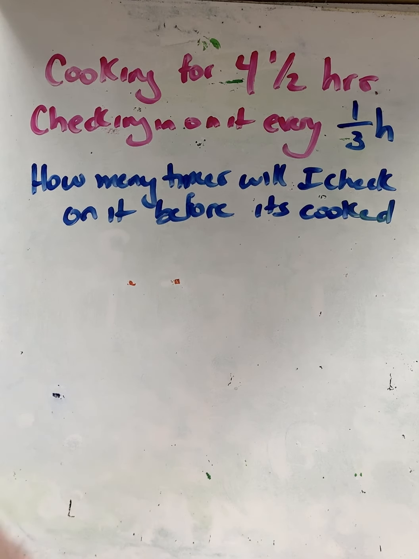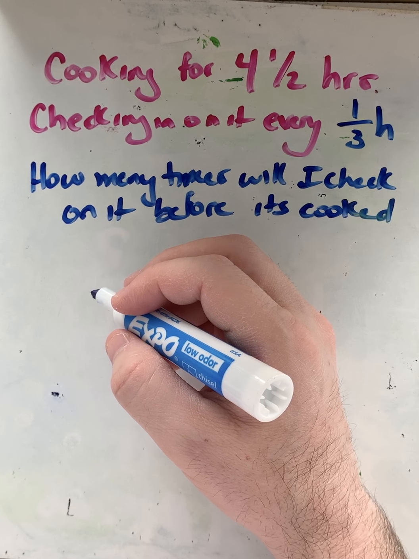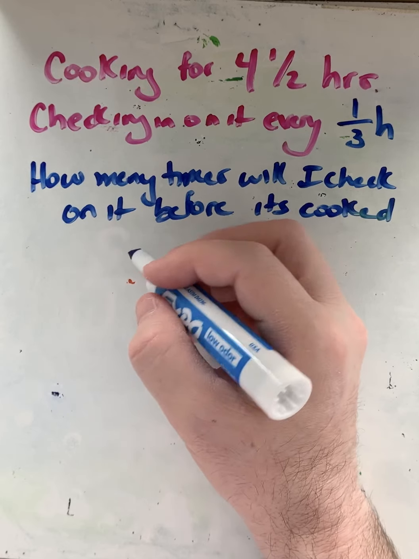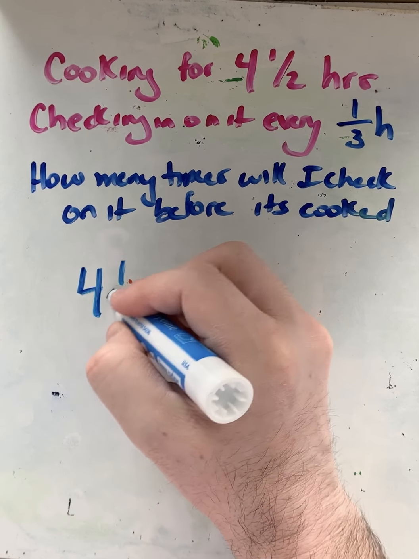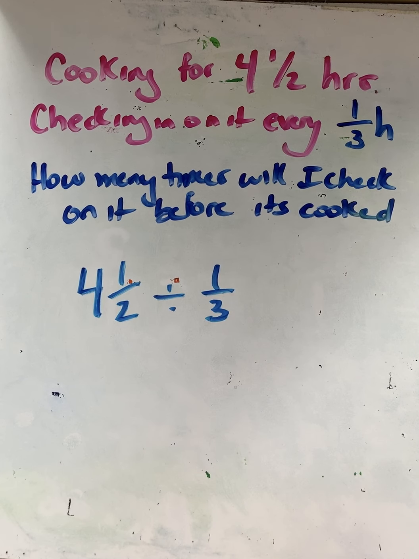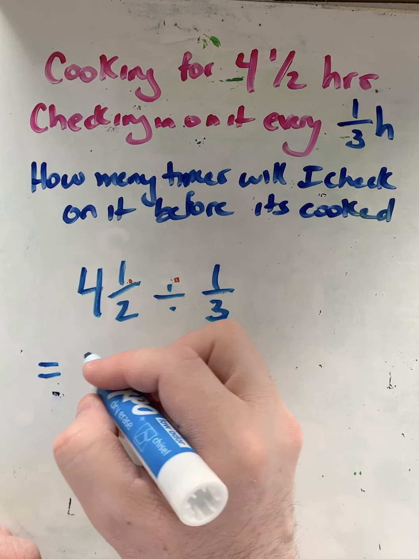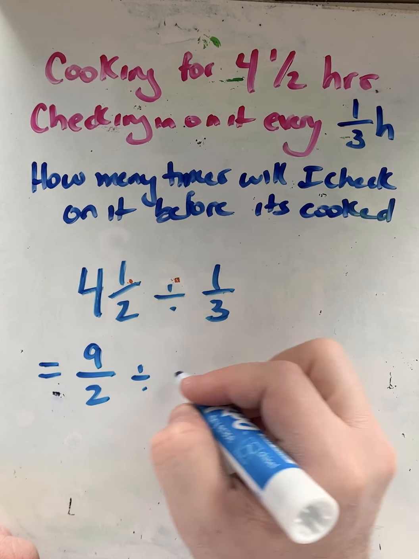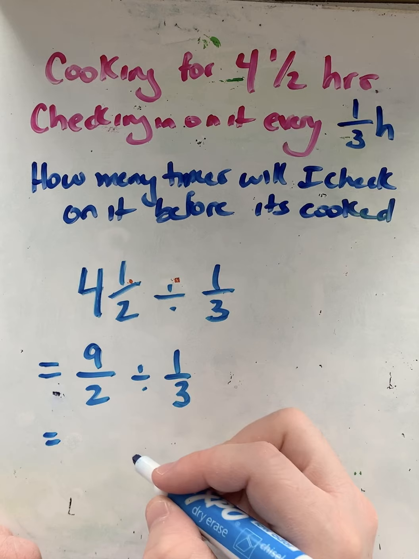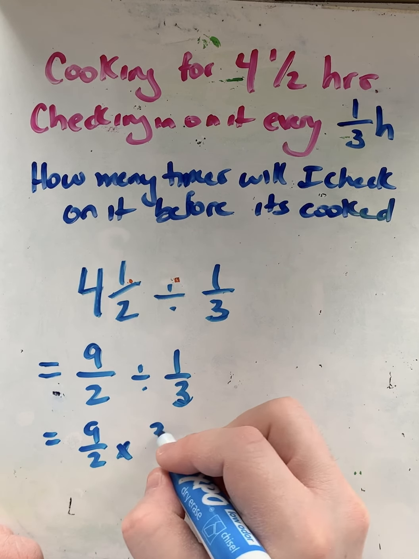Okay, so you're back. Let's see how you guys did. So we have 4 1/2 divided by 1/3. Turn it into an improper fraction, right? 2 times 4 is 8, 8 plus 1 is 9. 9/2 divided by 1/3. Let's flip this second part. 9/2 times 3/1.